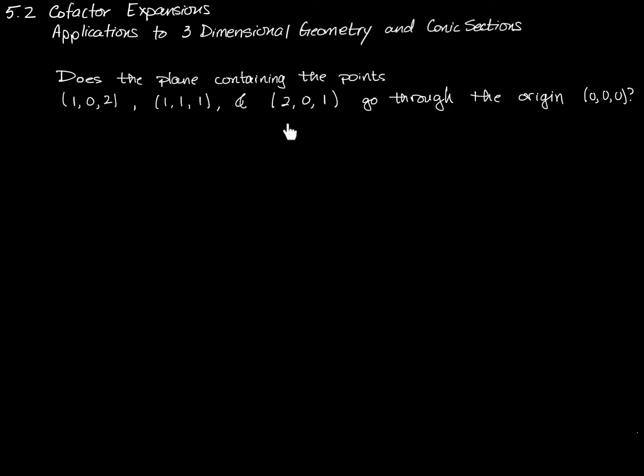But does that plane go through the origin? And the origin is the point 0, 0, 0. So in kind of a sideways way, what we're asking here is, are these 4 points on the same plane? We know these 3 are, but is this point on that plane also? And so in order to determine this, what we're going to do is set up this matrix.